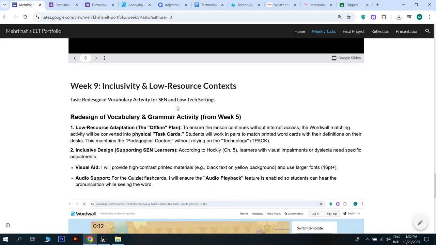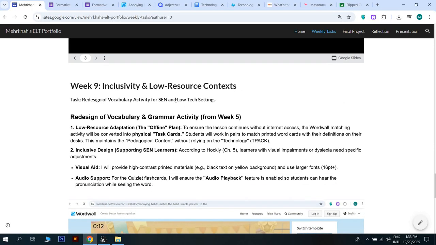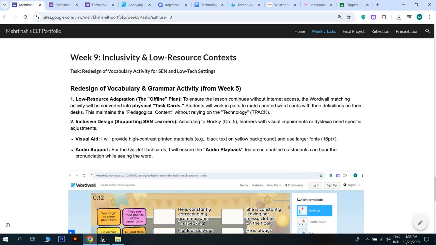Moving on to week 9, we had inclusivity and low-resource contexts. First, when I looked at the task, it looked somehow strange to me. But then I used the internet to find out what it was, and it was about SEN, or special educational needs learners.